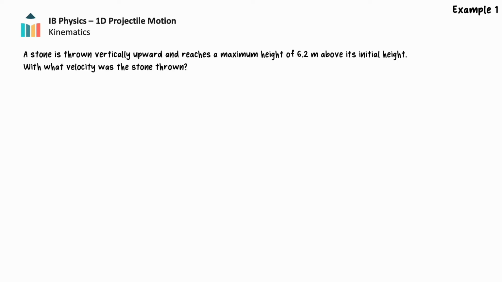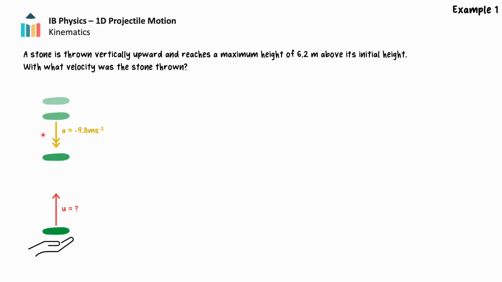Let's look at an example where we apply this understanding of one-dimensional projectile motion. A stone is thrown vertically upward and reaches a maximum height of 6.2 meters above its initial height. We must determine the velocity with which the stone was thrown. We'll follow the same problem-solving steps we would use for any uniform acceleration problem. First, we'll draw a diagram of the problem and label any known and unknown information.